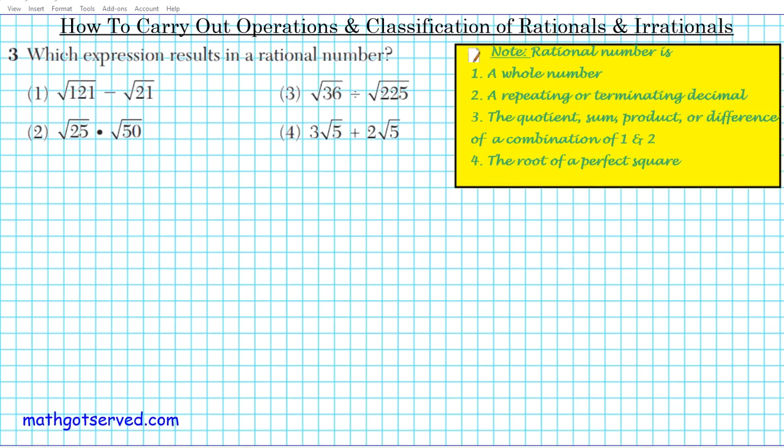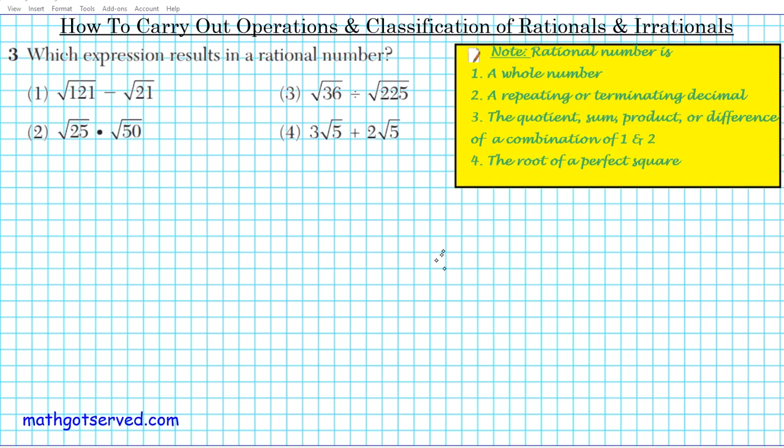All right, let's take a look at question number 3. In this problem, we're going to be learning about how to carry out operations and classifications of rationals and irrationals. Okay? We're going to carry out operations, and then we're going to proceed to classify our final result as either being rational or irrational. Question 3 reads, which expression results in a rational number? So that leads us to the question, what on earth is a rational number?